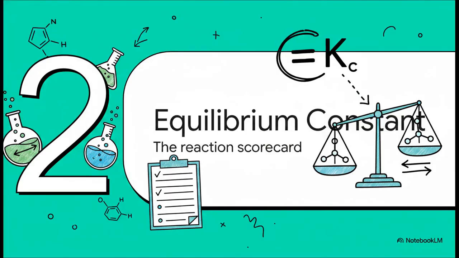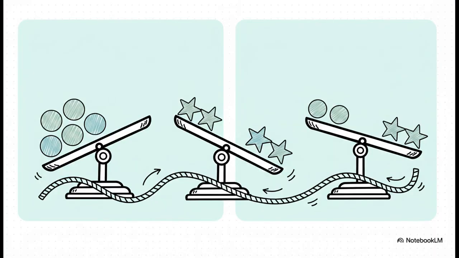Section 2. Understanding the equilibrium constant. So, now that we've got the concept down, we actually need a way to measure this balance using Kc, which is basically our reaction scorecard. The formula for Kc is simply the concentration of the products divided by the concentration of the reactants. So, if your Kc is greater than 1, the math tells us the products are favored. They're winning the chemical tug-of-war. If Kc is less than 1, the reactants are favored. And if Kc is exactly 1, well, neither side is strongly favored. It's a perfectly even match.